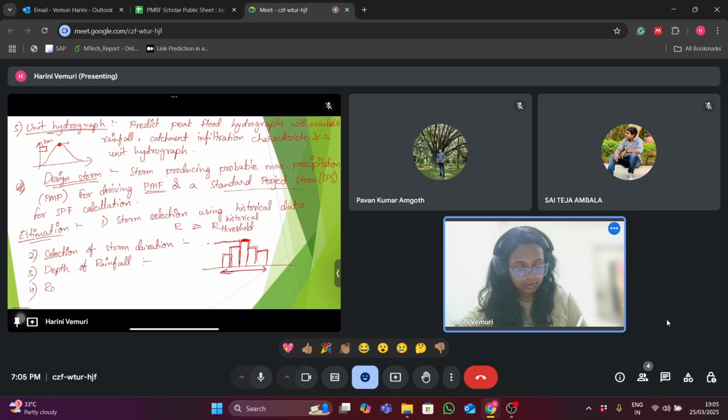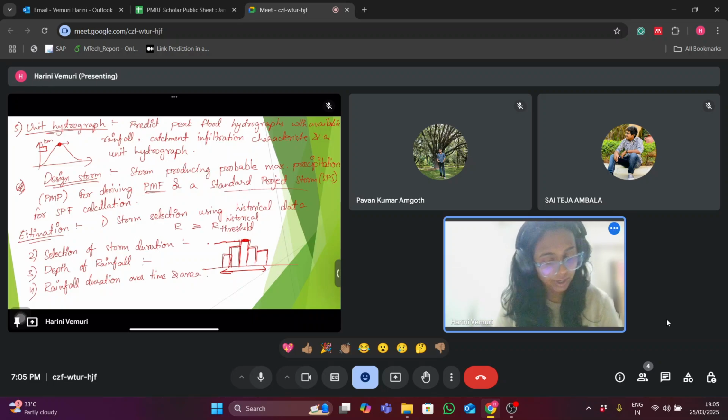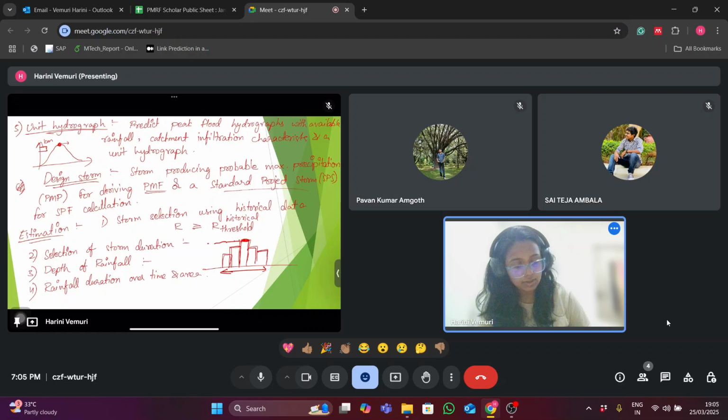And then we'll calculate rainfall duration over time and area. So the spatial pattern of precipitation is specified by an isohyetal map, and the average precipitation depth over an area is calculated using the point precipitation estimate. Then depth-area-duration curves and intensity-duration-frequency curves are generated.